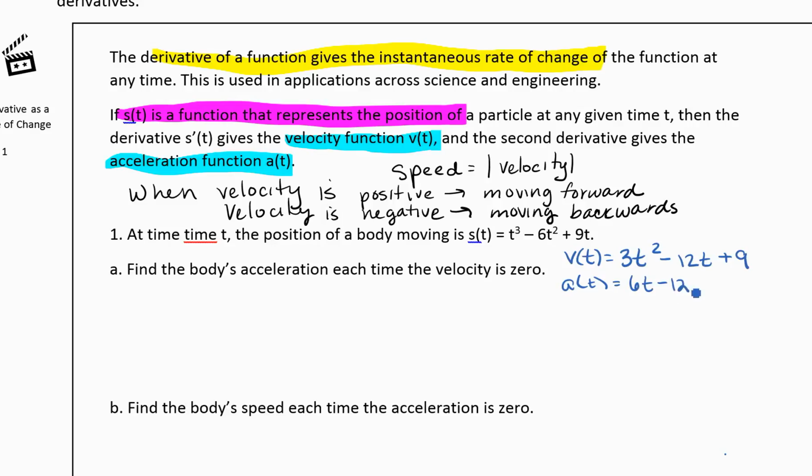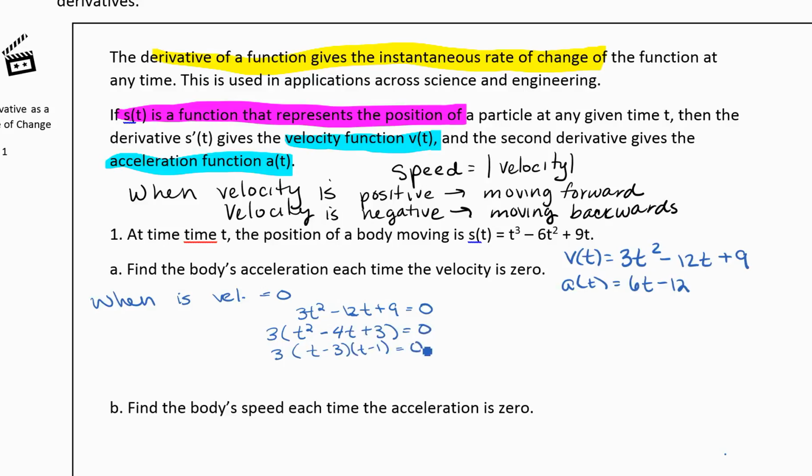So part A says find the body's acceleration each time the velocity is 0. First we need to find when the velocity is equal to 0. So we're going to set 3t squared minus 12t plus 9 equal to 0. First we can pull out a 3, and that'll give us t squared minus 4t plus 3. And that factors as t minus 3 and t minus 1. So if we set each of those equal to 0, velocity is equal to 0 at 1 second and at 3 seconds, or whatever time unit we're given here.